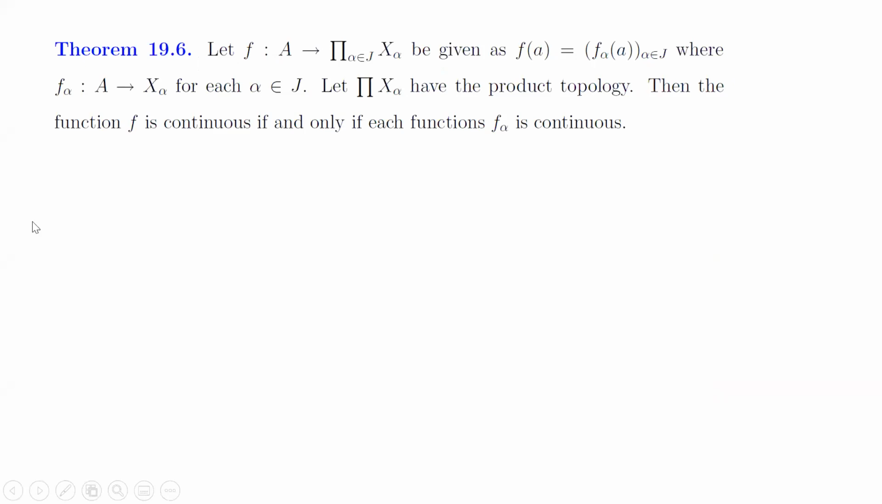The last one, Theorem 6. First, let the function f from A to the product of X alpha be given as f(a) equals f alpha(a). This f(a) is the stack of many functions. So one of the functions f alpha is A to X alpha for each alpha in J. Let this product of X alpha have the product topology. Then the function f is continuous if and only if each function f alpha is continuous.